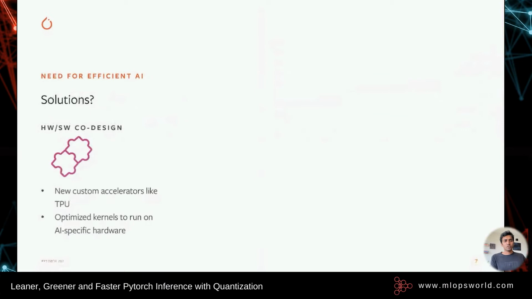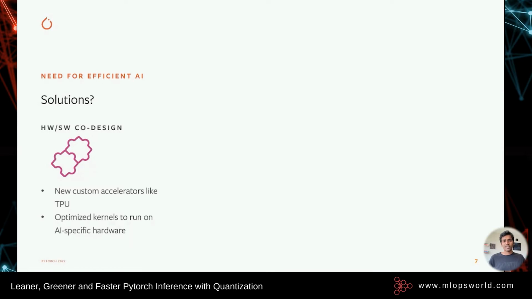So what are some solutions for this? The first one is hardware and software co-design. This is, of course, the best in terms of the results. What this simply means is that when you're building software like deep learning applications or deep learning models, you build hardware that is super optimized for those compute steps.